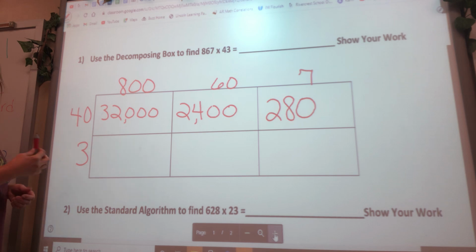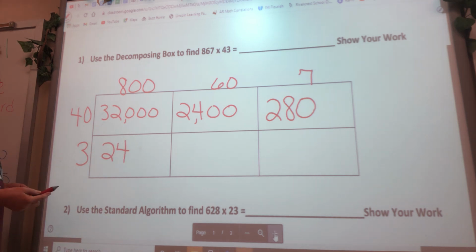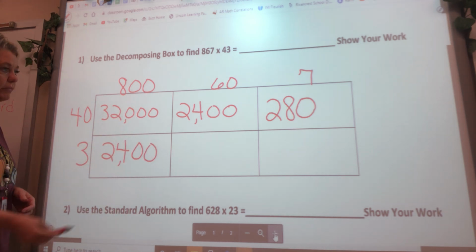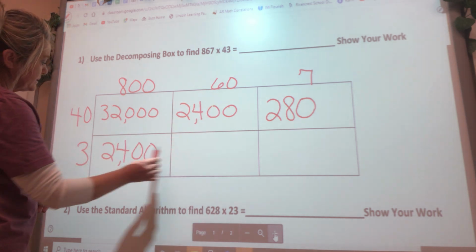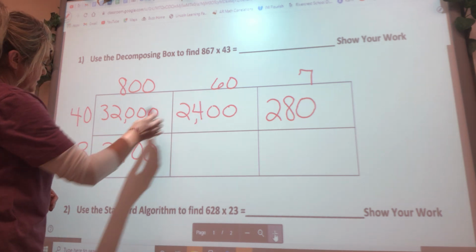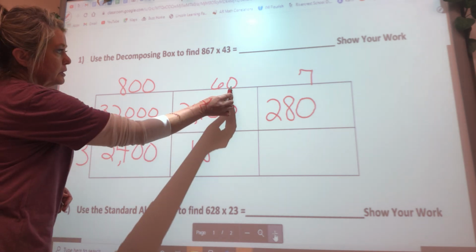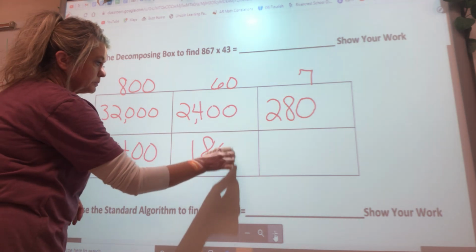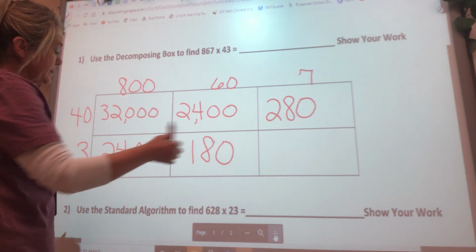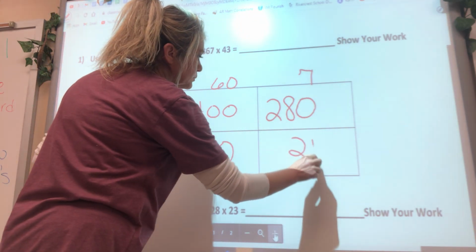800 times 3, we can multiply the whole number parts that we see. 8 times 3 is 24. And how many multiples of 10? 1, 2, and that's it. Our next box, we're multiplying 60 times 3. Multiply the whole number parts that you see. 6 times 3 is 18. And how many multiples of 10? 1, just the 1. And for our last box, that's just mental math with our math facts. We know that 7 times 3 is 21.